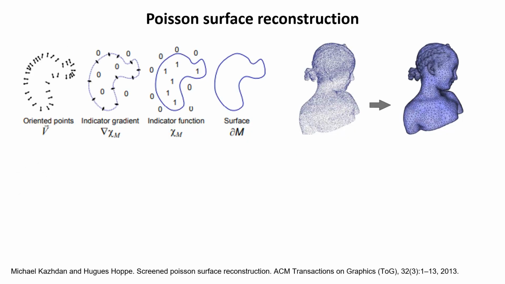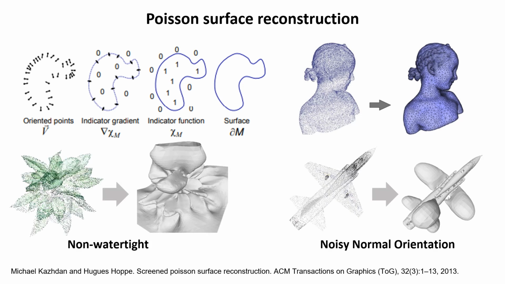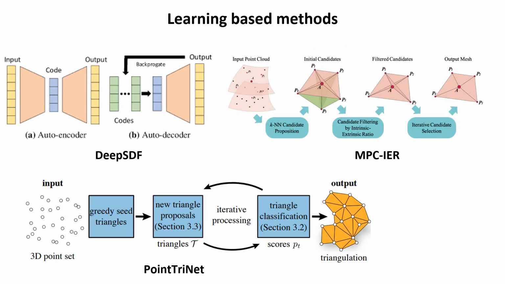Poisson surface reconstruction estimates an indicator function and uses its gradient field to solve the Poisson equation. However, this approach requires accurate normal orientation, relies on dense point clouds, and struggles to handle non-tight cases. Deep learning provides new opportunities for geometry reconstruction. However, most methods rely on a data prior learned from datasets and suffer from poor generalization beyond the training sets.